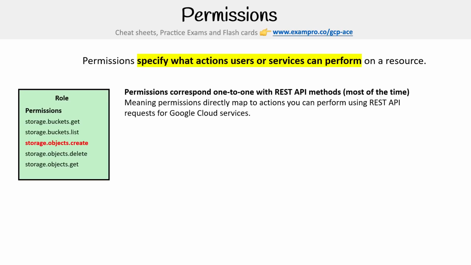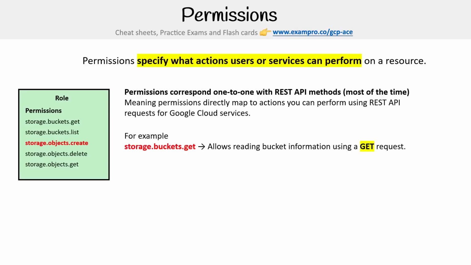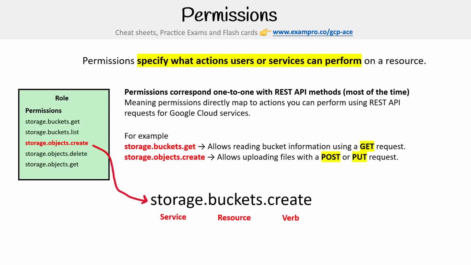I don't think this is much different than maybe AWS. I think that theirs is the same, but I would say Google has a much better naming convention for their stuff because it generally follows CRUD, as you see get, list, create, delete. So for example, storage buckets.get will allow reading bucket information using get. Create would use a post or a put, obviously. And here you can see there's a pattern: service, resource, verb. So very straightforward. Roles are assigned to grant one or more permissions, which obviously makes sense. But yeah, permissions, pretty straightforward.